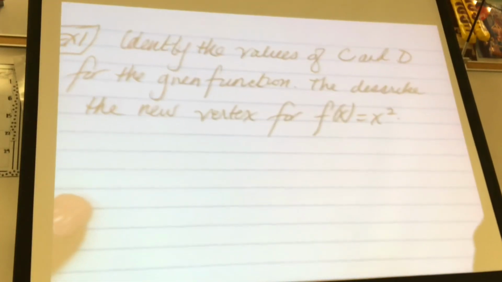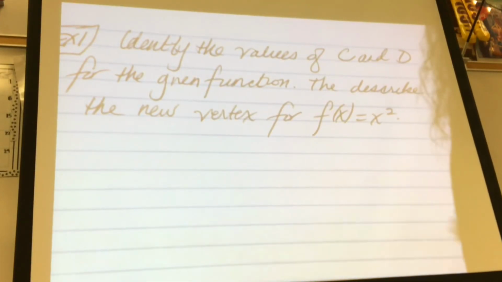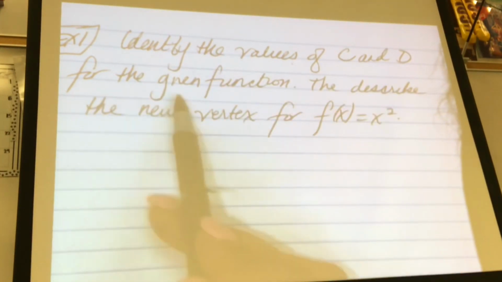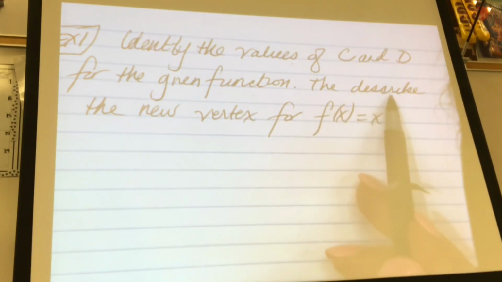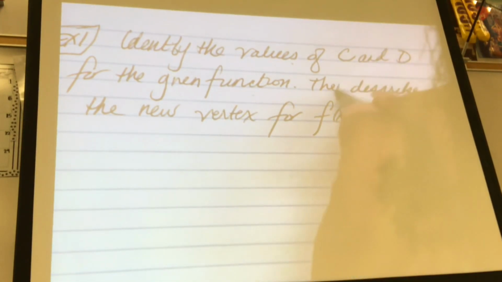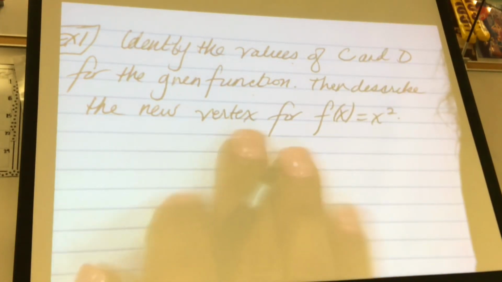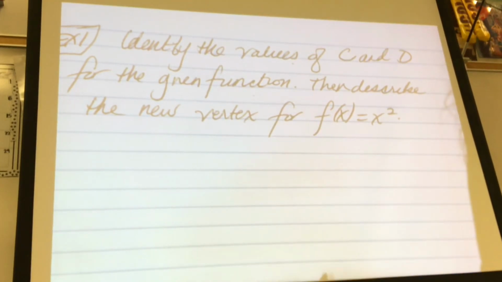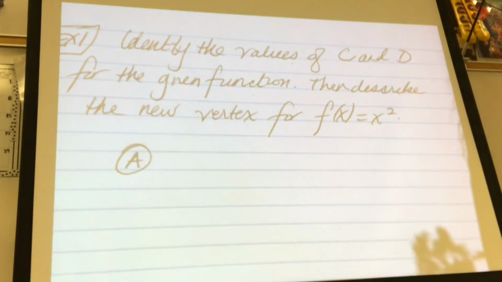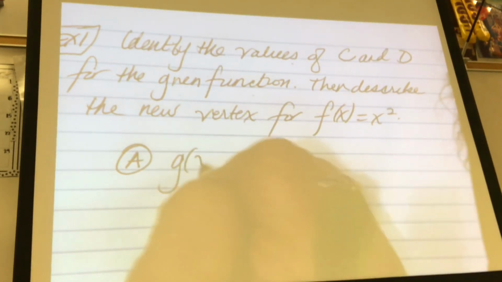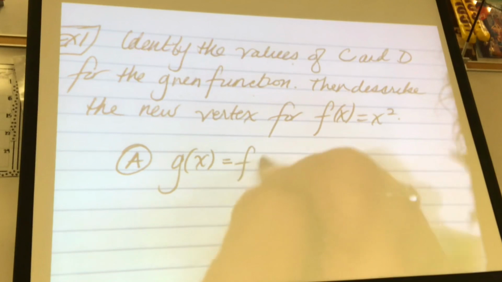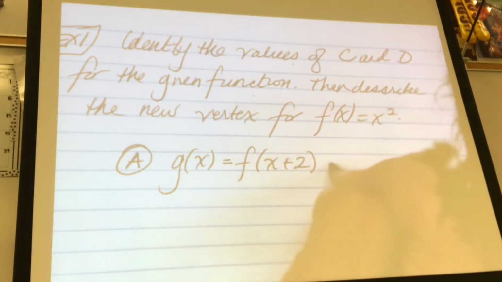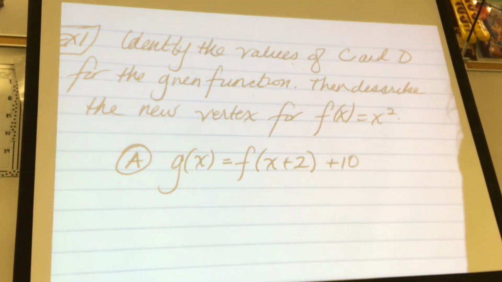Now I know some of you guys are not used to reading cursive, so I'll read it one more time. Identify the values of C and D for the given function. Then describe the new vertex for f of x equaling x squared. So if I give you this function here, g of x is equal to the function of x plus 2 plus 10.